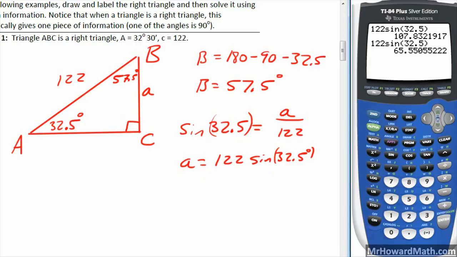So side A is equal to 65.55. So we'll label that here, equals 65.55. So now we have 2 sides and all three angles, so we just need one more side.